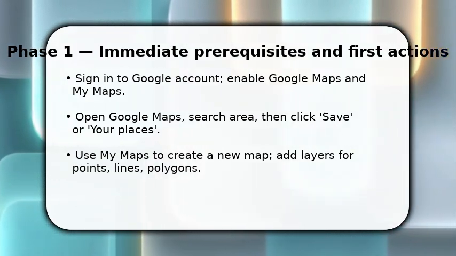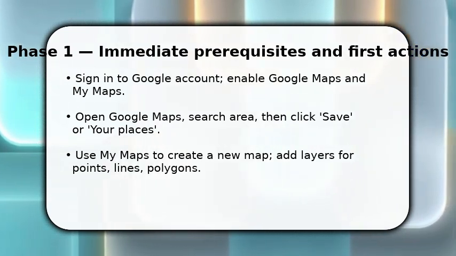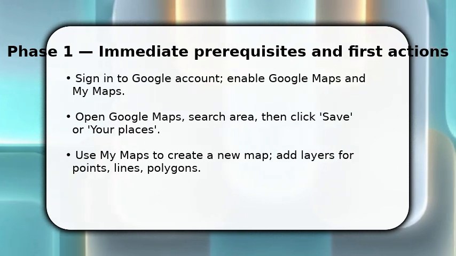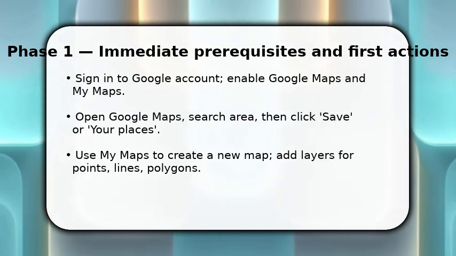Now choose the layer to export. That's the first actionable step toward getting usable geodata. Next, export the chosen layer. Use My Maps export to KML/KMZ. Select only selected layers if needed.